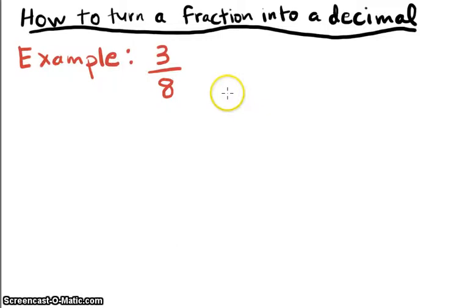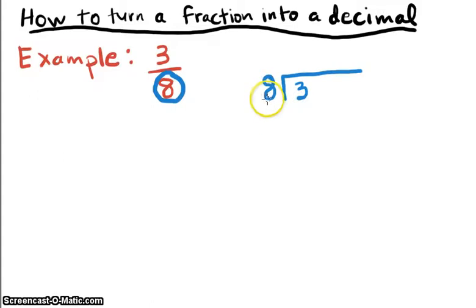Okay, well, I'm going to show you how to do this by hand. What we'll do is you always take the denominator, or the number on the bottom here, and you put it on the outside of the division. And here on the inside, we put the 3.